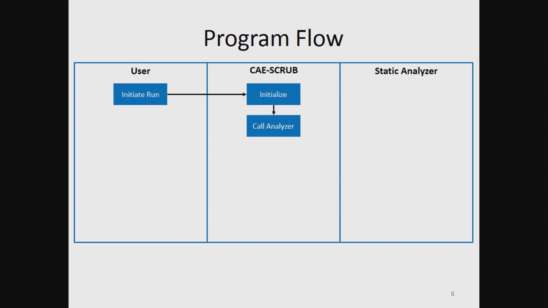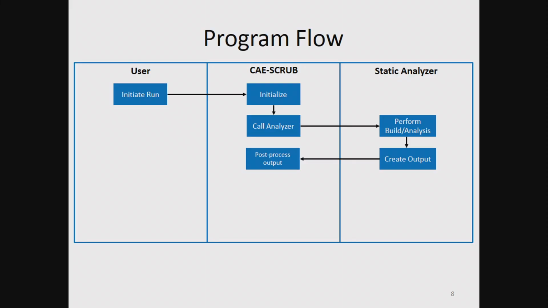It will make the call to the analyzer. The analyzer will perform a build and analyze the code. That will in turn create some output files. Those output files are then post-processed by Scrub into that common standardized format that it uses. And then Scrub will actually clean the build. Some of the static analyzers have to actually compile the code to perform their analysis. So we clean it after it's been performed just to ensure that everything has a common starting point.